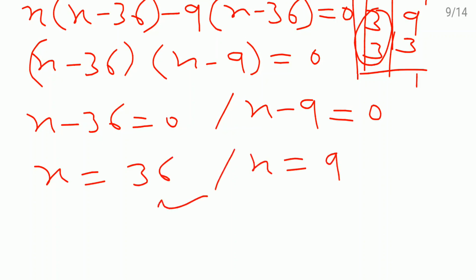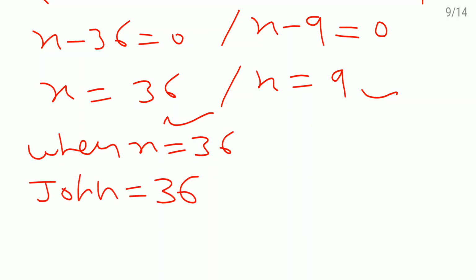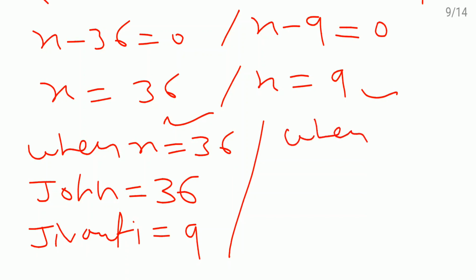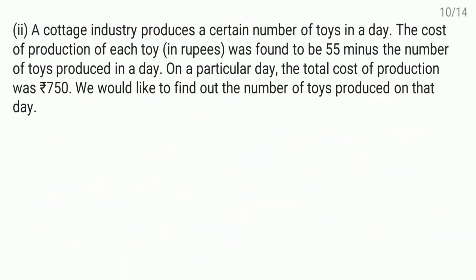As both the values are positive, both the values are valid. So what we'll write down here? When x is equal to 36, John has 36 marbles in the starting and Jivanti has 9 marbles. Or when x is equal to 9, John has 9 marbles and Jivanti has 36 marbles, vice versa. Both the possibilities are there, right? Let us see the next one now.